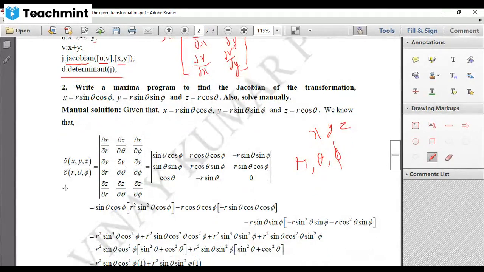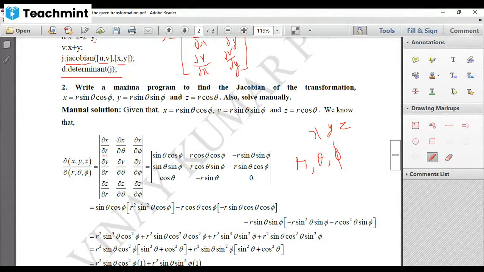So as usual, if you want to find the Jacobian, we have to find ∂(x,y,z) divided by ∂(r,theta,phi), which is equal to the determinant of the derivative of x with respect to r, x with respect to theta, x with respect to phi, y with respect to r, y with respect to theta, y with respect to phi, z with respect to r, z with respect to theta, and z with respect to phi. Let us differentiate them.